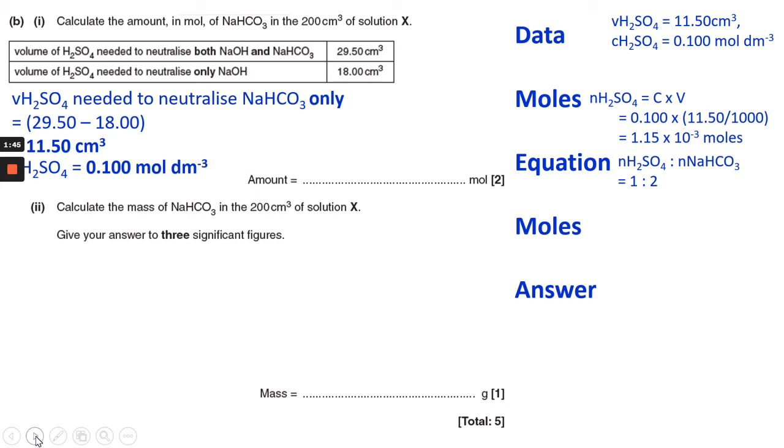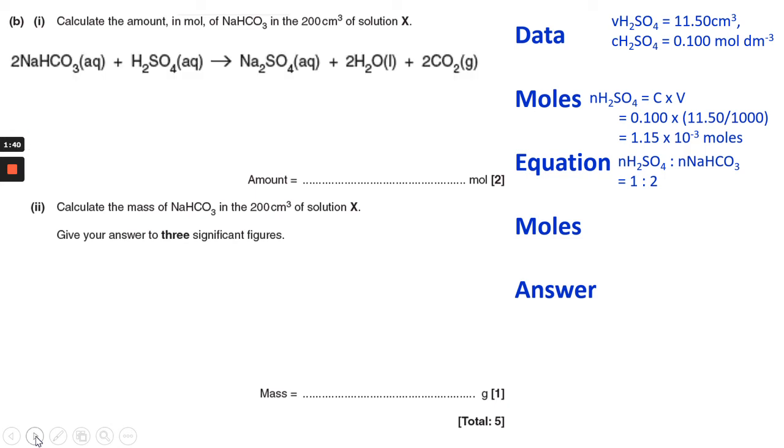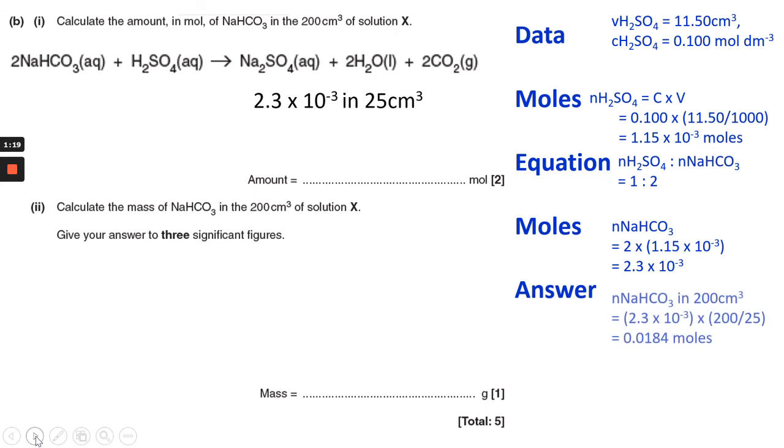The mole ratio of H2SO4 to NaHCO3 is 1:2. We just remind ourselves using the equation. And we just put in the moles of NaHCO3 as 2 × 1.15 × 10⁻³, giving us 2.3 × 10⁻³ moles. So that's only in 25 cm³, but they want the amount in 200, so we've got to scale up accordingly. So we multiply 2.3 × 10⁻³ times 200 over 25, which gives us 0.0184.